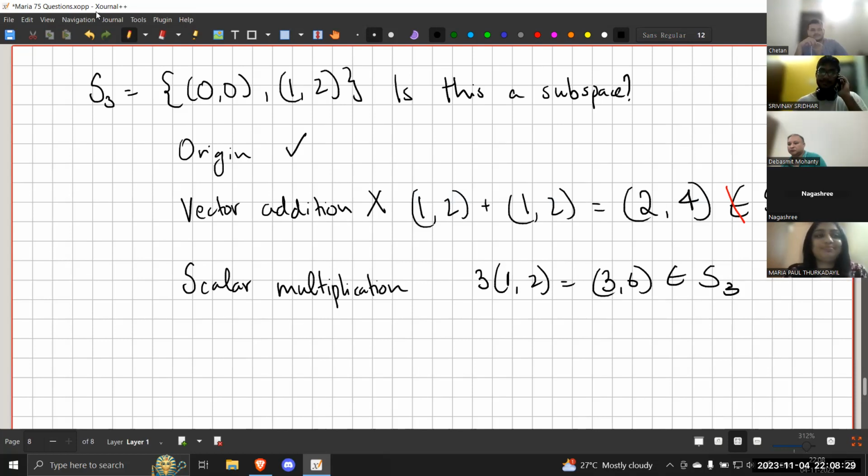Not a subspace again. We'll have to take a break for a couple of seconds. Our computer G is actually attending to a very important call.